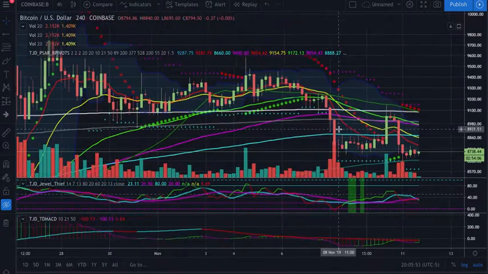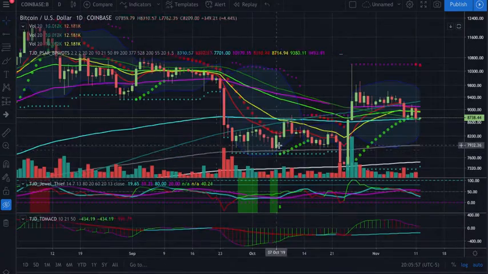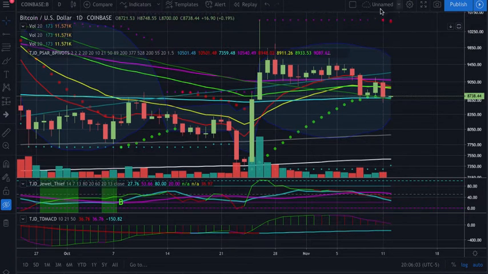But that's basically our update. I mean, not a ton has changed since then, but essentially, as far as I look at it, we got rejected, came back down. We flipped the parabolic SAR back to negative on the daily.